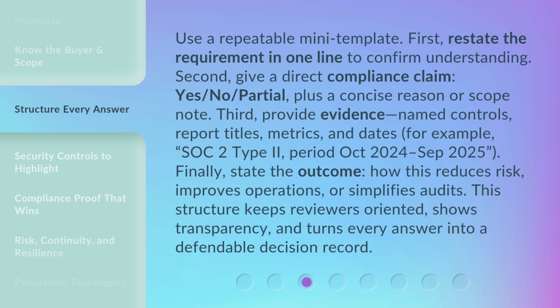For example, SOC2 Type 2, period October 2024 to September 2025. Finally, state the outcome, how this reduces risk, improves operations, or simplifies audits. This structure keeps reviewers oriented, shows transparency, and turns every answer into a defendable decision record.